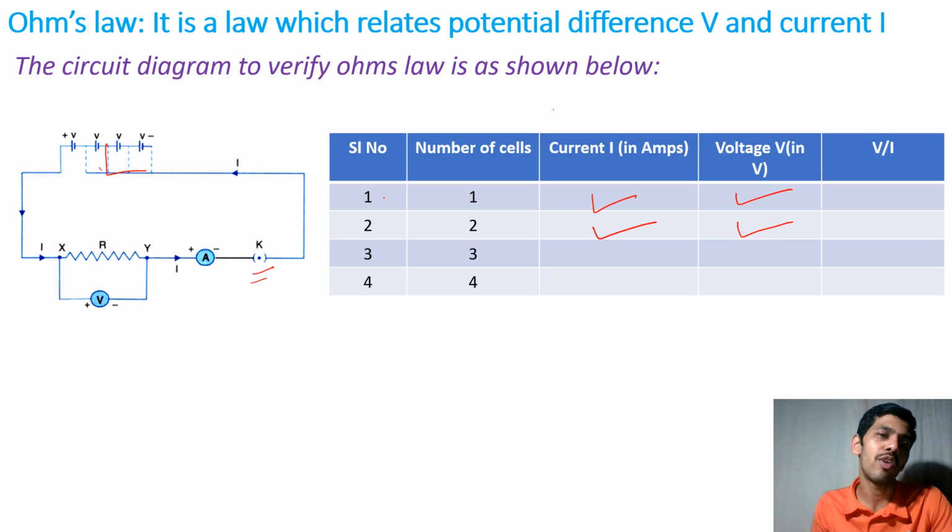As well as for the third trial, now connect the three batteries like this. Now current flows through this like this.